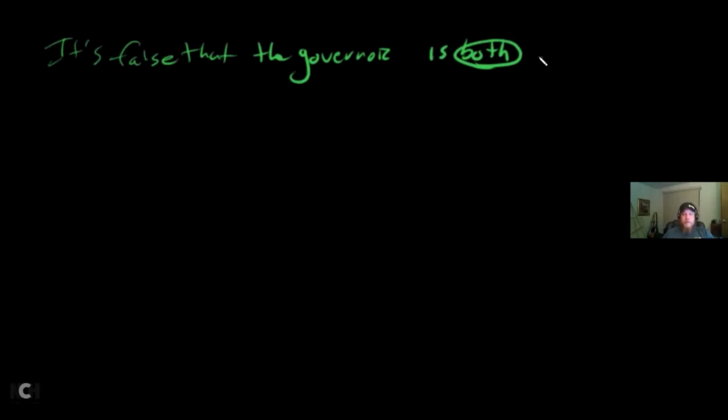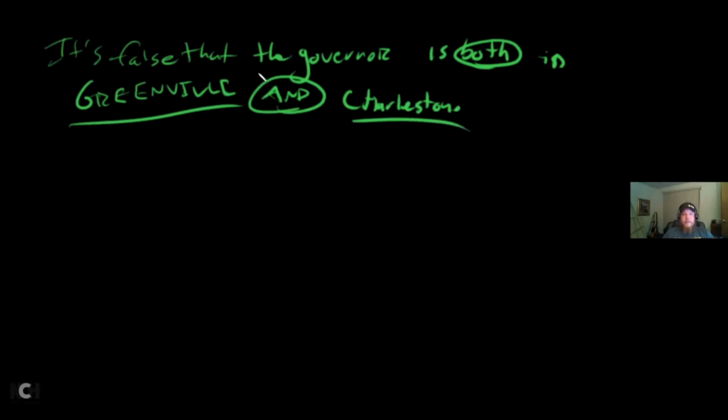So let's translate a few statements where we got some negations going on. So I might say something like this: It's false that the governor is both in Greenville and Charleston. All right, now, what's false? The governor is in both Greenville and Charleston. Is he in both those places? No. So that's what's going on here. It's saying, the governor, he's in Greenville and Charleston? No, he's not. He can't be in both those places at once. So that's what's going on here.